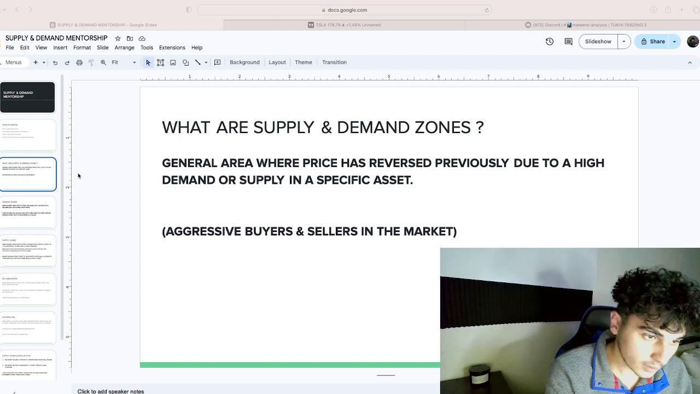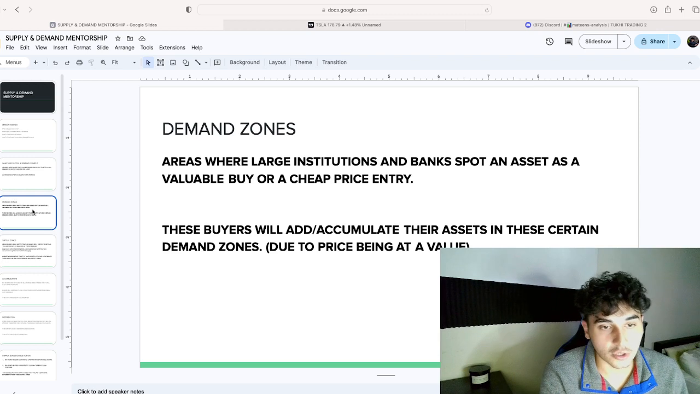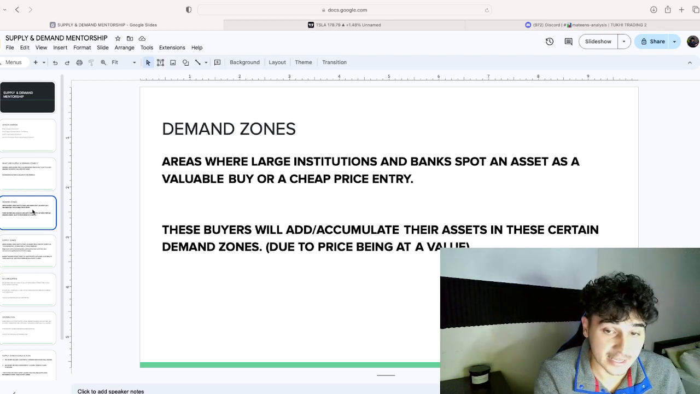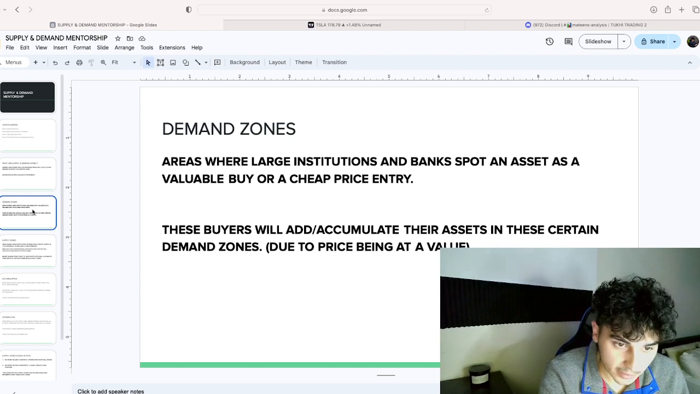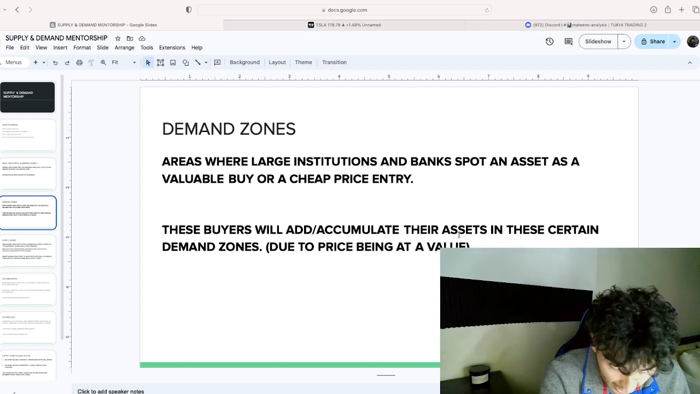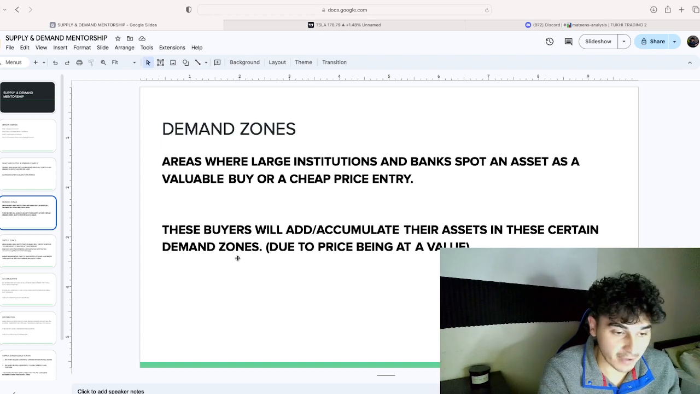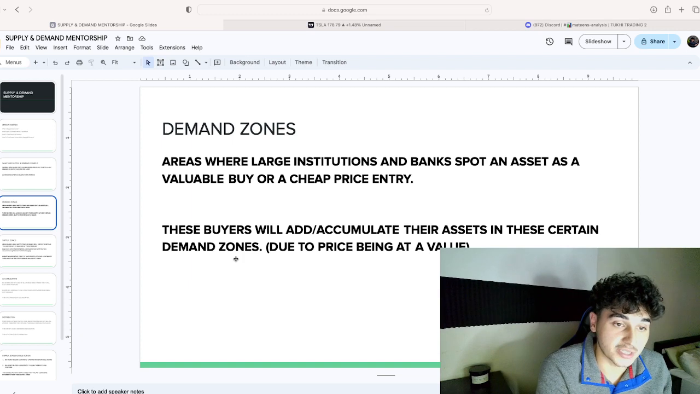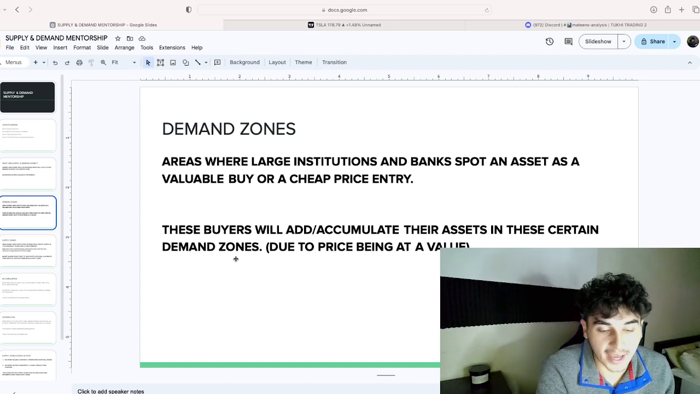Moving on. Now, let's go ahead and start with our demand zones. Demand zones are areas where large institutions slash banks spot an asset as a valuable buy or a cheap price entry. These buyers will add to their assets in these certain demand zones due to price simply being at a value, right? Since there is high demand, it's a valuable buy slash discounted buy for these banks slash institutions.